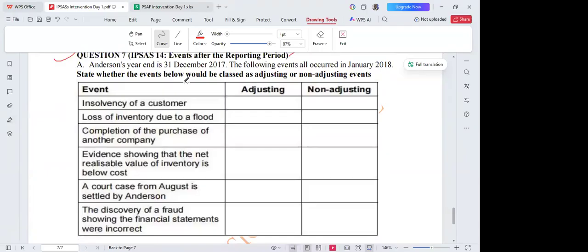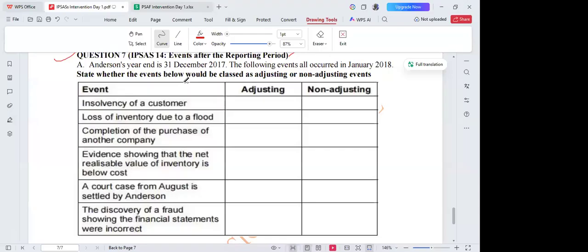Can you read for us? The year end is 31st December 2017. The following events all occurred in January 2018. State whether the events below would be classed as adjusting or non-adjusting events. Insolvency of a customer. Okay, so let's take it one by one. So insolvency of a customer, is it adjusting or non-adjusting?